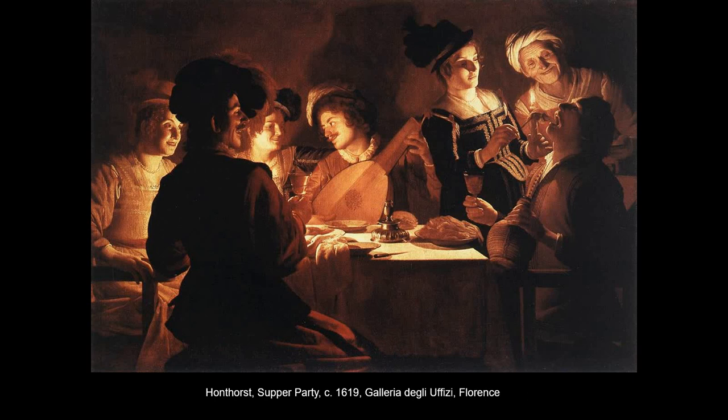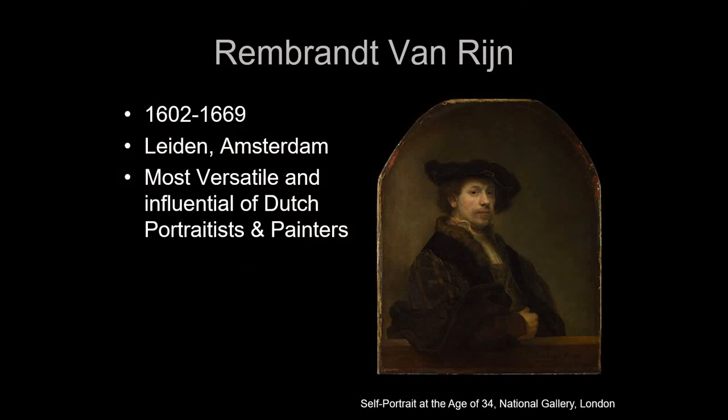Now let's get to, by far the most famous out of all of them, Rembrandt. So Rembrandt is active in Leiden and Amsterdam, and he's by far the most versatile and influential of the Dutch portraitists and masters. He starts out painting, and he paints portraits. But again, one of the things that's really curious about Rembrandt is we have a lot of self-portraits. Remember, he doesn't have a lot of patrons. He doesn't have that kind of established patron relationship that you might see in other countries. So he's going to be painting for himself.